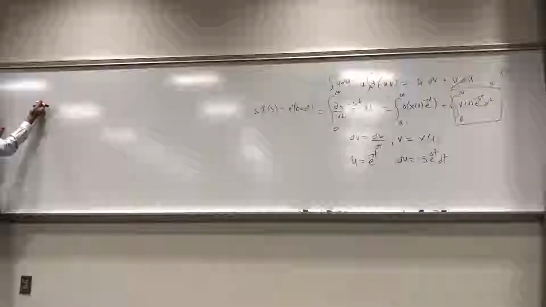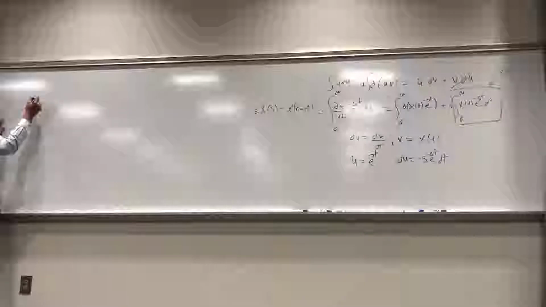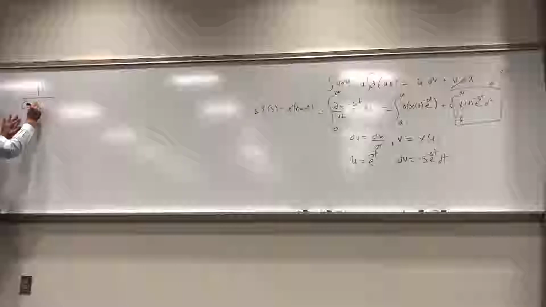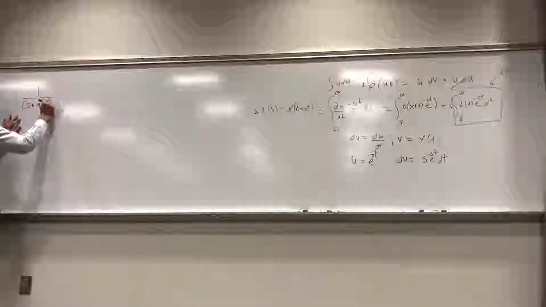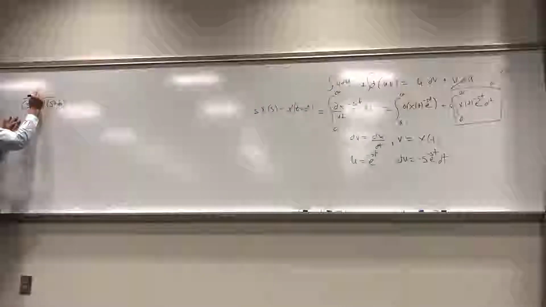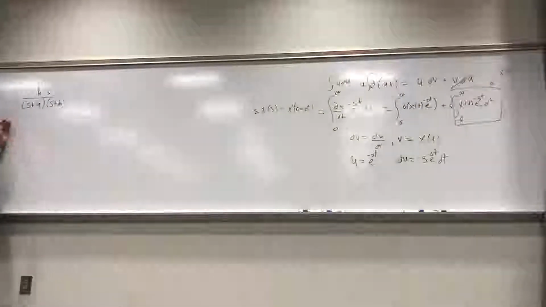So the first is if you have a simple pole, and I said if you had something like 1 over (s plus a) times (s plus b). I'm going to do something different here. I'm not going to just leave this as 1. I'm going to leave this as some k times s, okay?